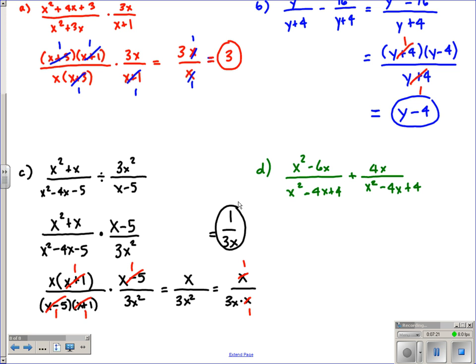Letter D, our last one here, so we can finally call it a night. We're adding two algebraic fractions: x squared minus 6x over x squared minus 4x plus 4, added to 4x over x squared minus 4x plus 4. We already have common denominators. If you wanted to factor everything, you could, but since we have common denominators already, let's combine it into one fraction and then factor it. We've got x squared minus 6x plus 4x, over x squared minus 4x plus 4.